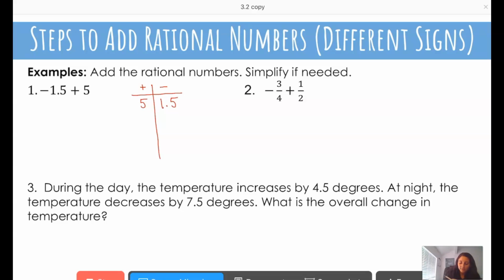So you're going to have to do 5 minus 1.5. So 5 minus 1 is 4, minus the 0.5 will get us 3.5, right? And the positives are winning, so our answer is positive.